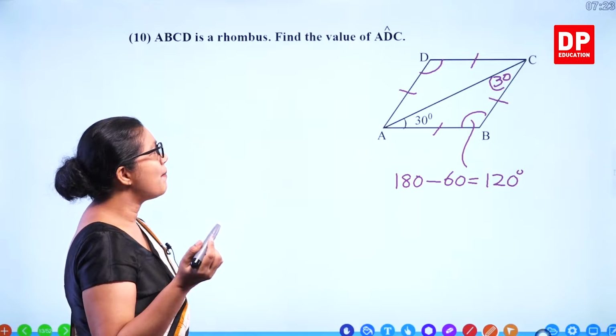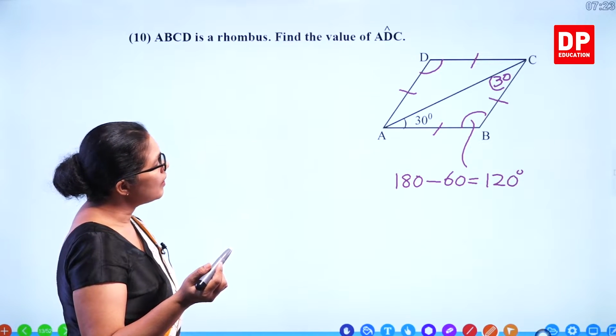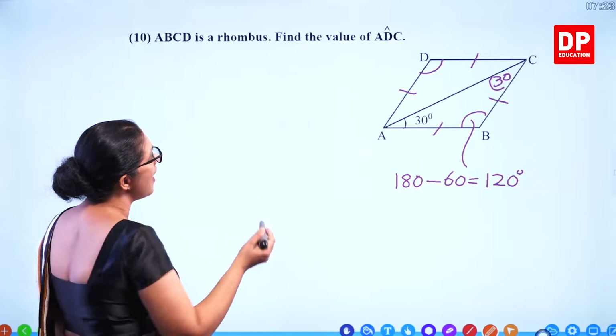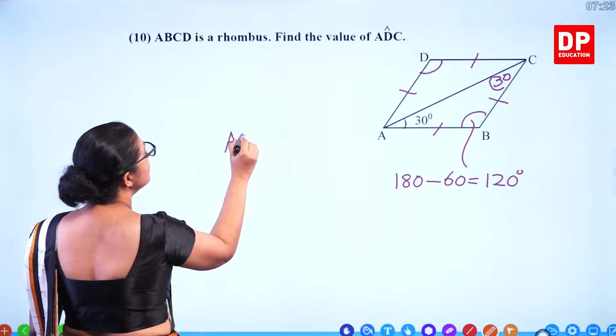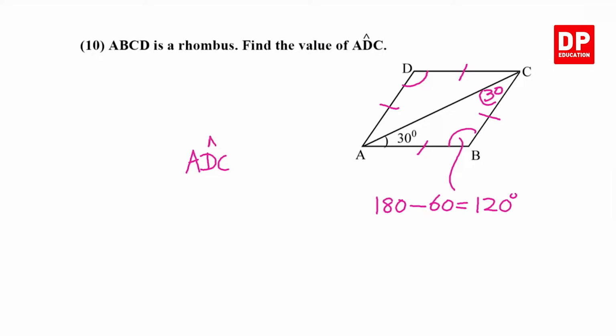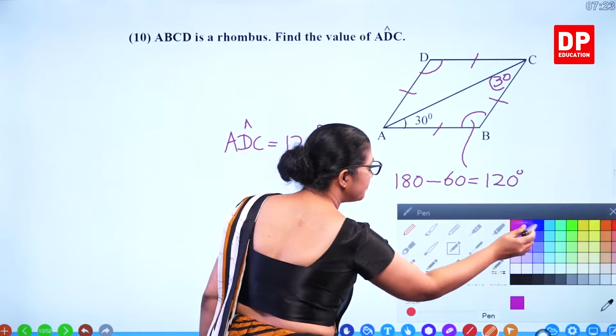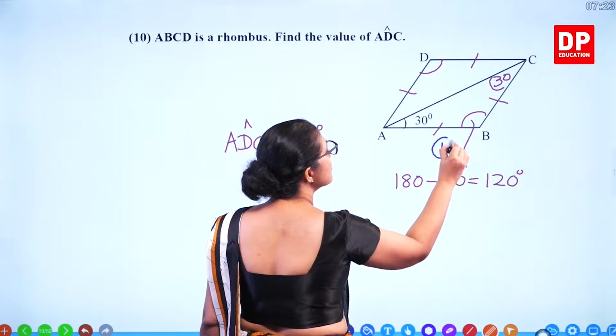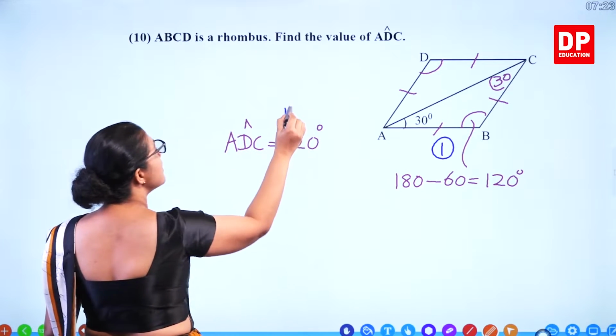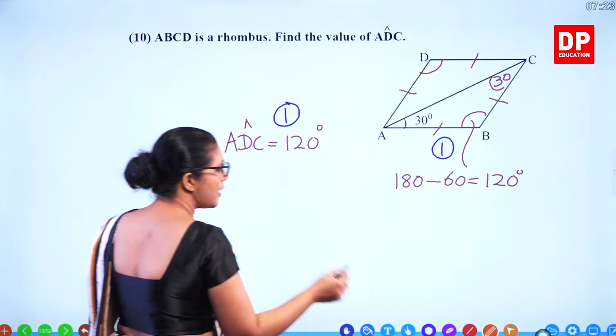Opposite angles in a parallelogram are equal. So you can write ADC is equal to 120. So 1 mark for finding this and 1 mark for the final answer.